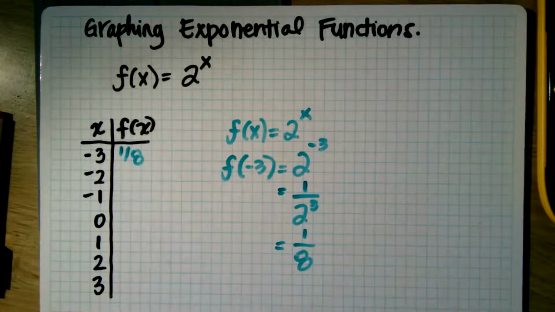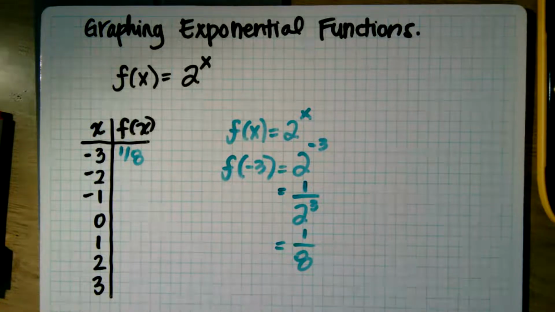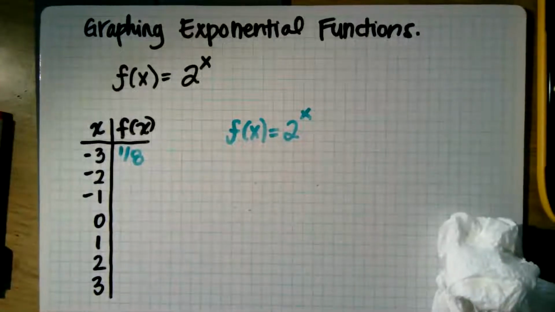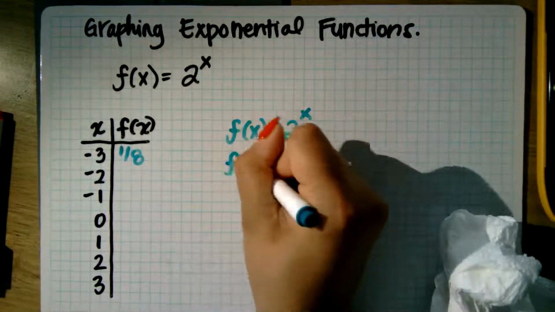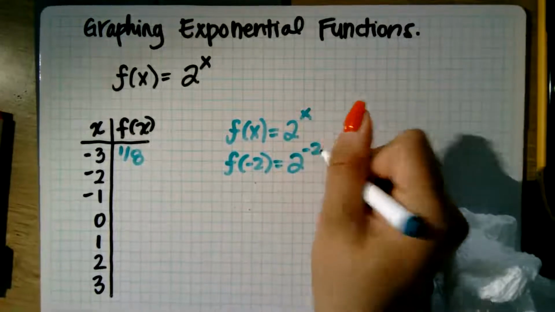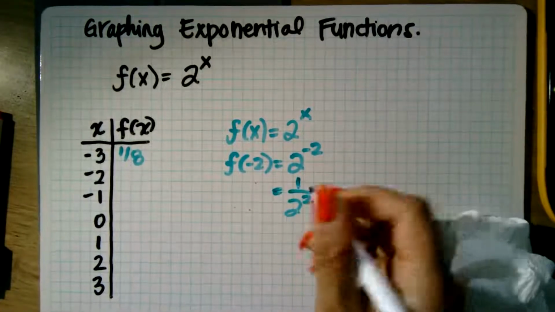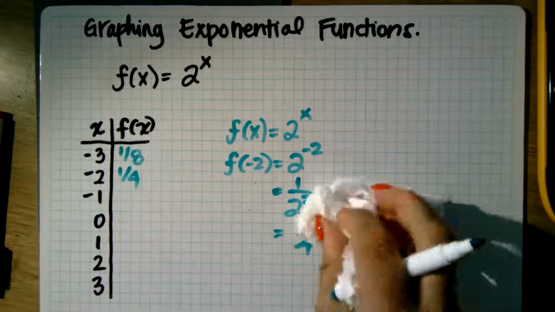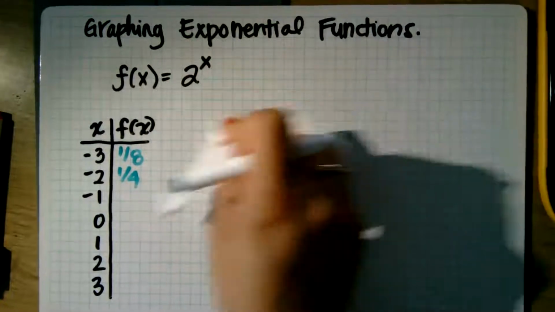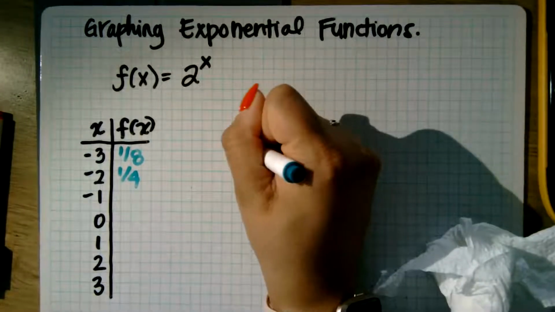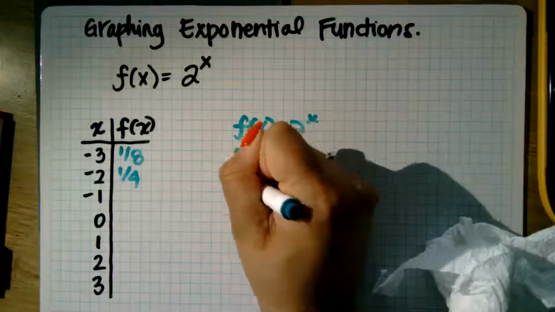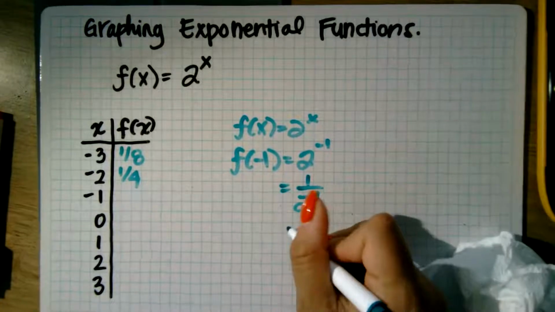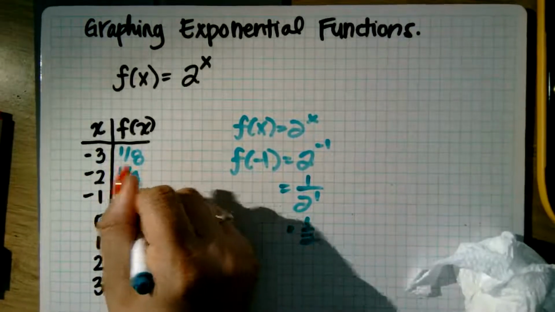Cool? Now I'm going to do the same thing. I'm going to do f of -2. So f of -2 is going to be 2 to the -2, which means 1 over 2 squared. There's my positive flip. And 2 squared gives me 1/4. I hope you can see that I'm building a pattern here. So f of -1 gives me 2 to the -1, which, again with the positive flip, is just 1/2.